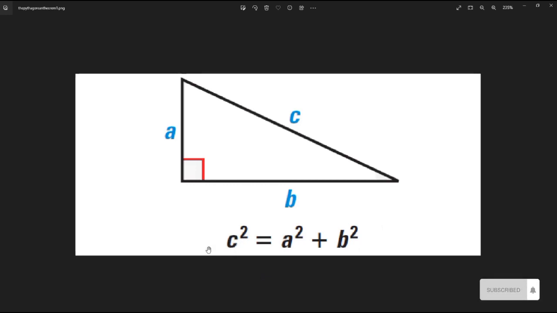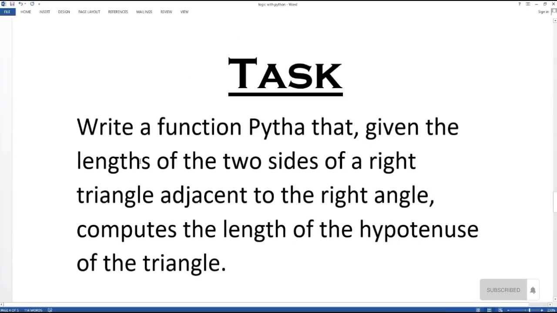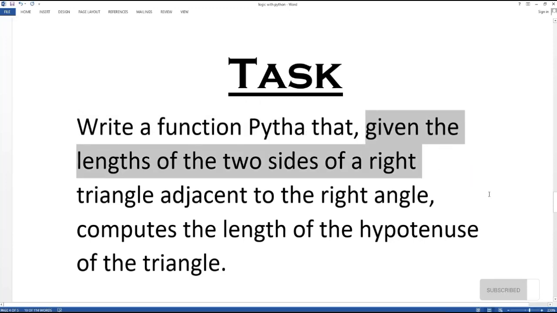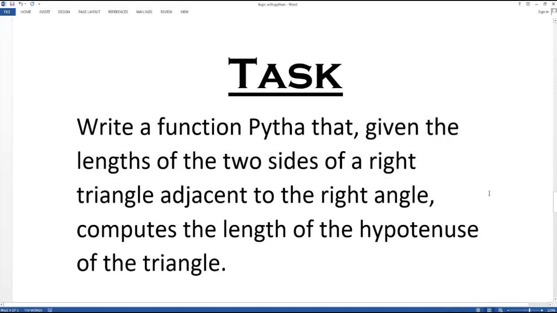Now the problem that we're going to solve today is similar to this formula, so let's see. We have a task: write a function named Python, which is from the Pythagorean theorem. Given the lengths of two sides of a right angle triangle, we are going to provide the two lengths of the two sides of the right triangle, and based on that we're going to calculate the hypotenuse. And how we calculate the hypotenuse will be the same as using the formula which I told you earlier.